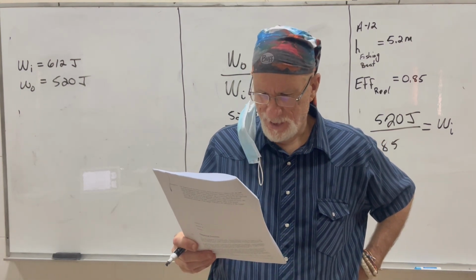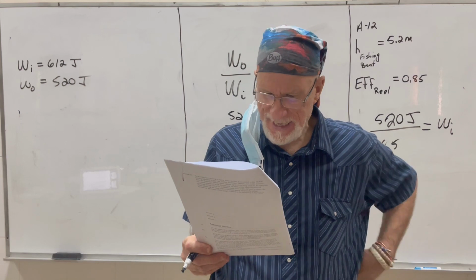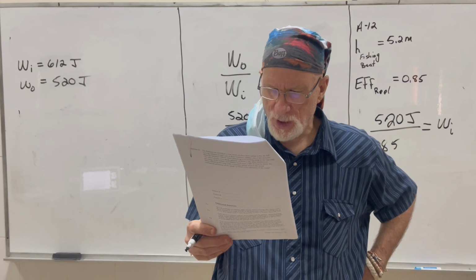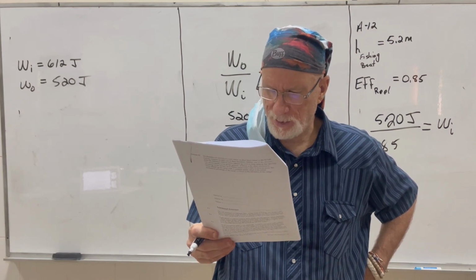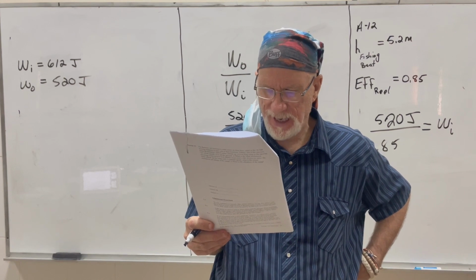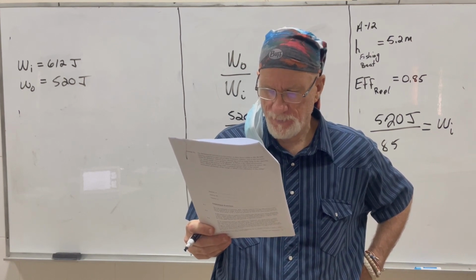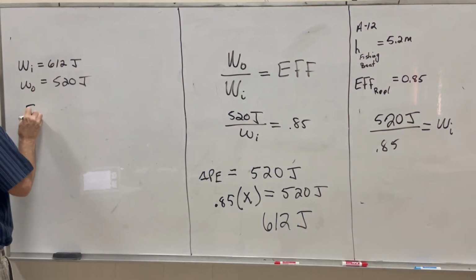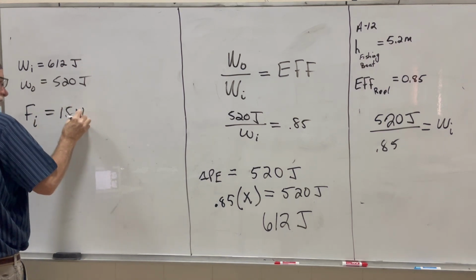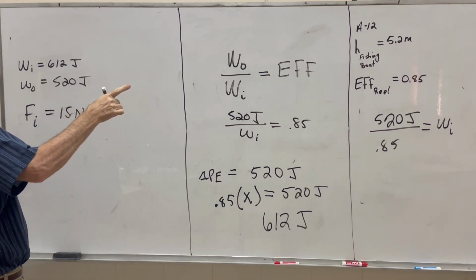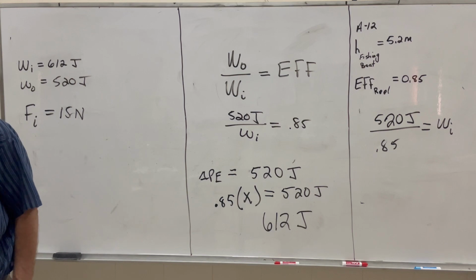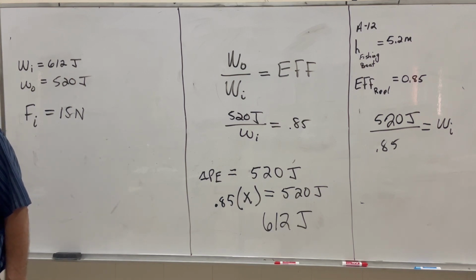Okay, excellent. So B, it says if Tom applies a force of 15 newtons to the reel's crank handle, what is the actual mechanical advantage of the fishing pole? What's the actual mechanical advantage of the fishing pole? So Fi is going to equal 15 newtons. I have that up there, right? I did have it, didn't I? Okay. Anyway, I have it here. And so what would it be? The actual mechanical advantage would be what?